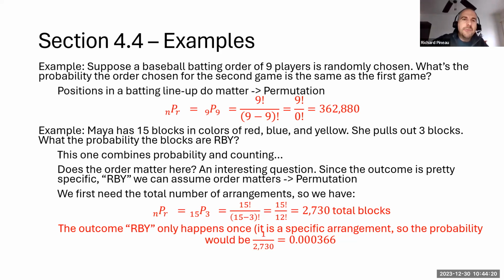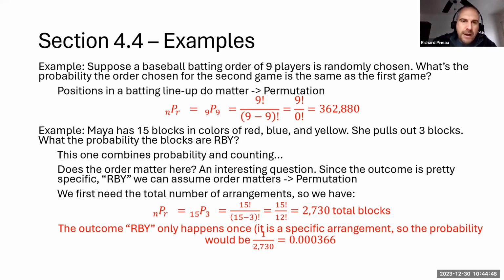Now, as I'm thinking about this, I realized that in the first example with the batting order, I didn't answer the question. This is what's the probability that the order chosen for the second game is going to be the same as the first game. That would also be 1, right? There's only 1 batting order in the first game. And so that would be 1 out of the 362,880. So same idea as this second one here with the permutation.